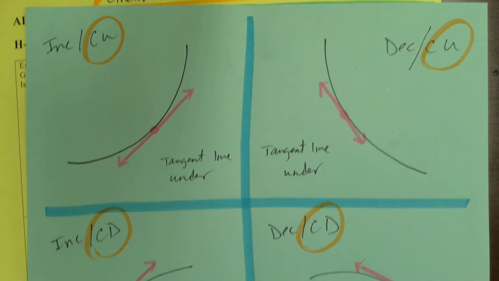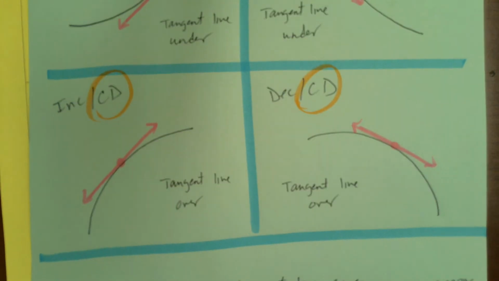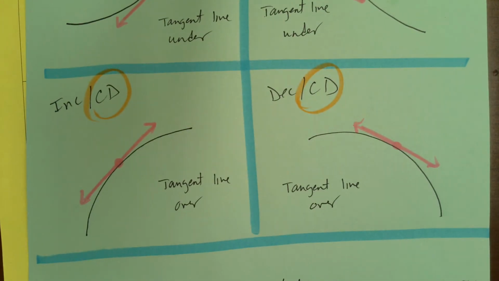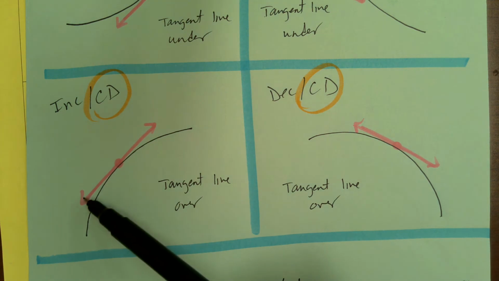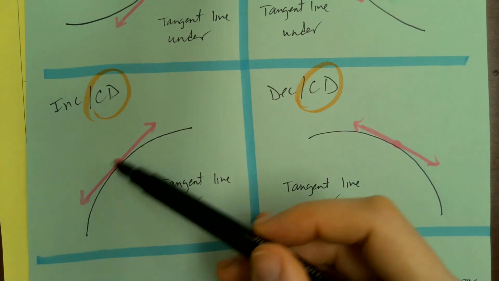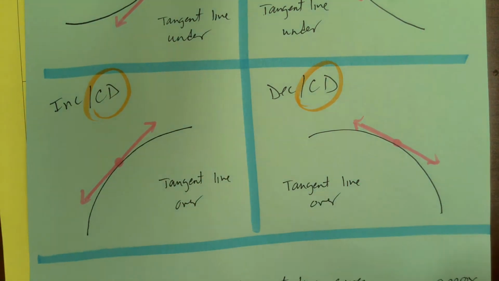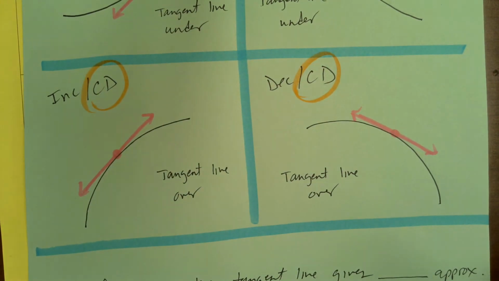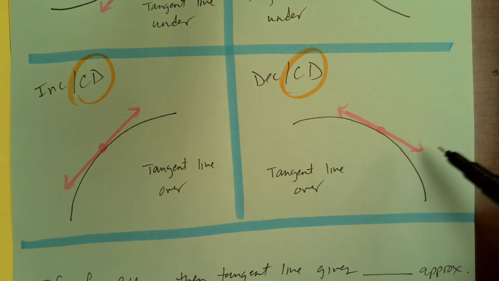Then for the other cases, increasing or decreasing doesn't really matter as long as the function is concave down. The y values of the tangent line are over the y values of the function. Same thing here.